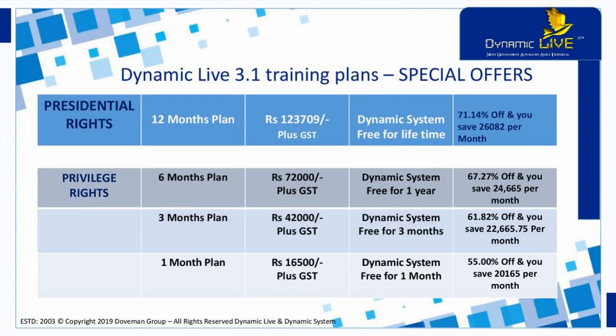And here is this 3 months plan at 42,000 plus GST, where you get Dynamic Live for 3 months. You also get Dynamic System free for 3 months. And there are many people who have been requesting us for years to give them monthly plans. Now all your requests and prayers have been answered. Here is the 1 month plan. Now you're getting it at just 16,500 plus GST, where you get Dynamic Live for one entire month, and you also get Dynamic System free for 1 month.